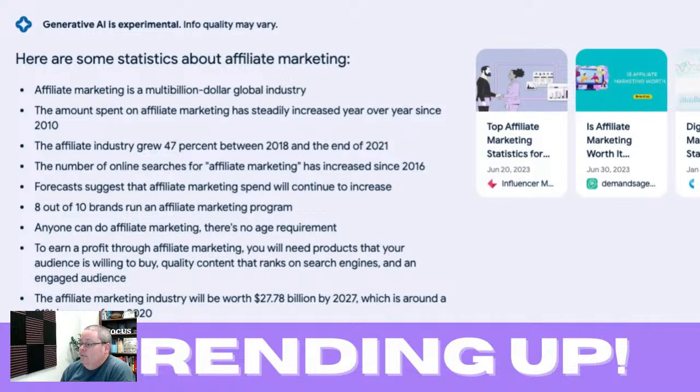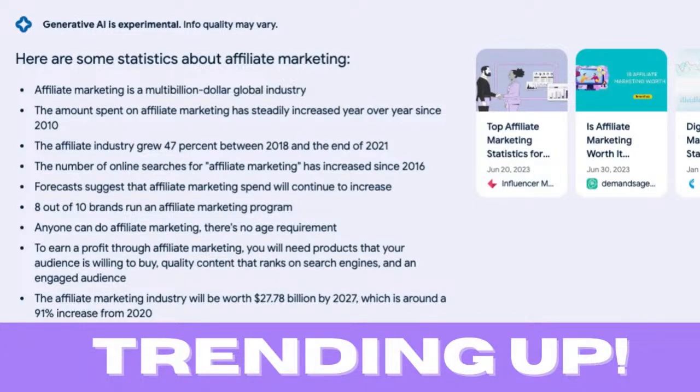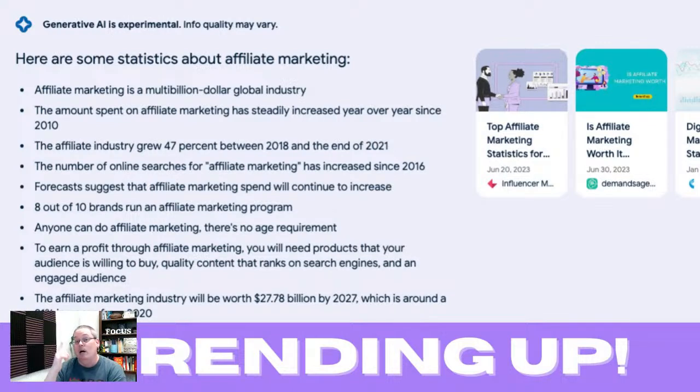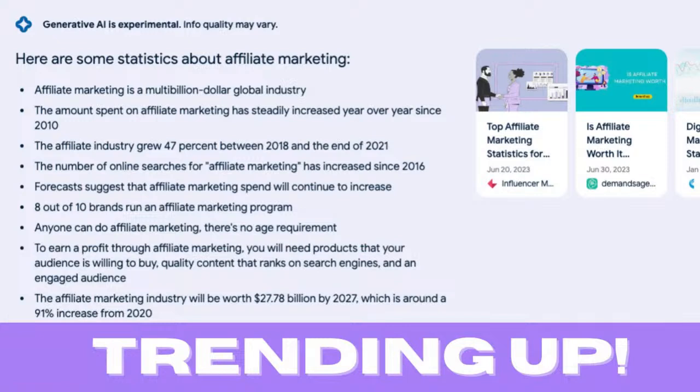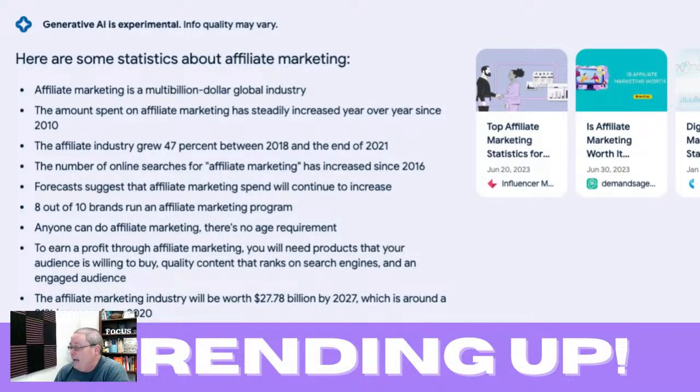But back to this concept of trending up. The big idea in this slide, again, is that it's trending up. And when we're talking about trending up, affiliate marketing as an industry grew 47% between 2018 and the end of 2021. And it's only continuing to grow, with the affiliate marketing industry projected to be worth almost $30 billion in 2027. So you can see that that's a 90% increase since 2020. Again, the big concept is trending up, both in the traffic source that is YouTube, right here on YouTube, as well as being an affiliate marketer.